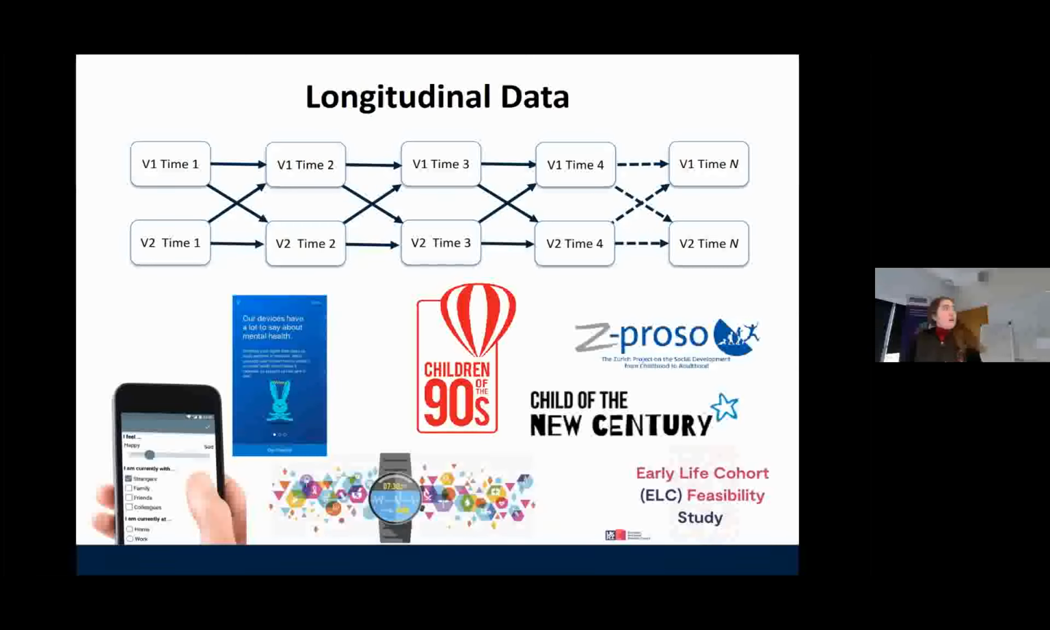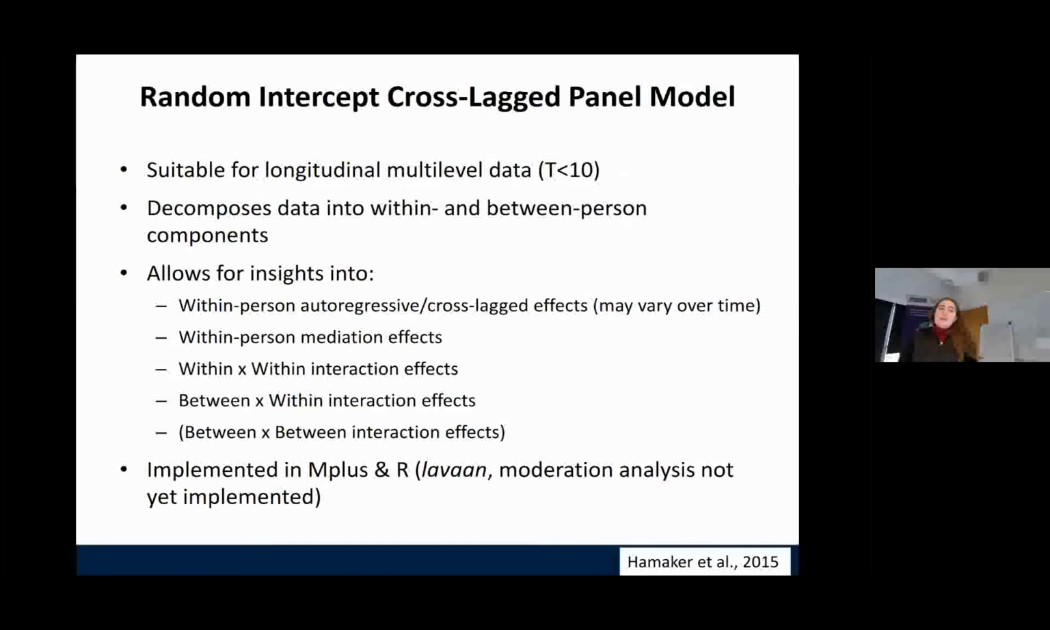So I want to talk about those two methods, which is first the random intercept cross-lagged panel model. Some of you might already be familiar with the cross-lagged panel model, which is quite commonly used to analyze longitudinal data that has been measured at multiple waves, but not at intensive waves, really. So I think it's quite useful for data where you've got 10 waves or less. Anything more than that, it gets a bit tricky to actually get the models to converge because of computational complexities.